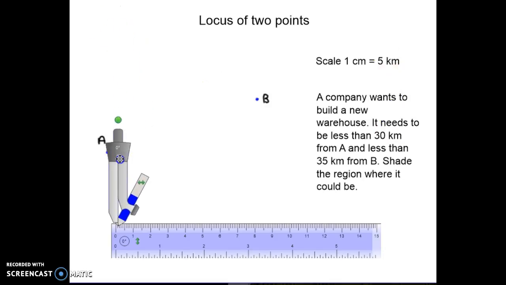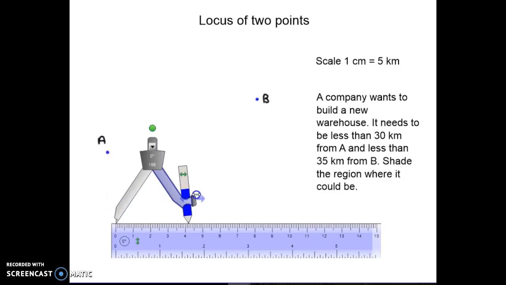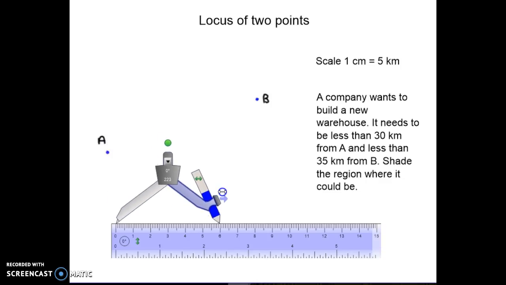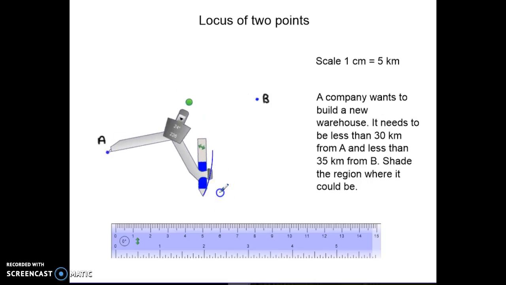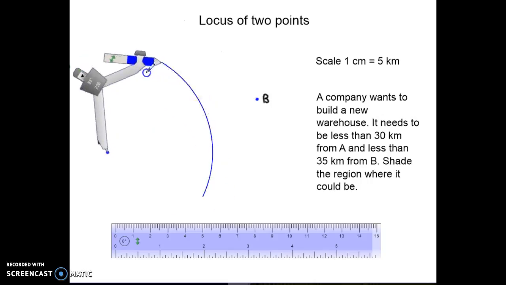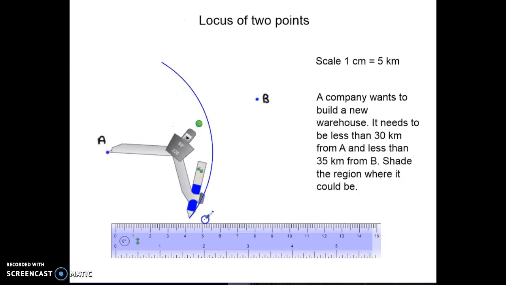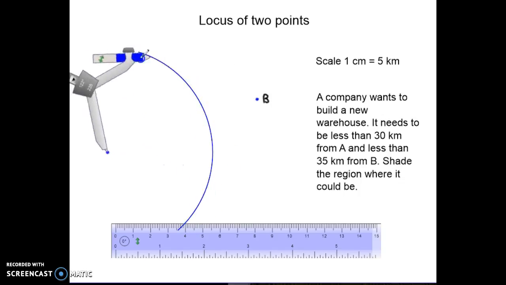So I'm going to use compass and ruler, and here we go. There is 6 centimeters, or at least as near to 6 centimeters as I can get. So put the point of my compass on A. Again, I don't need to draw the whole circle because I'm only interested in the part of the circle that extends towards B. So I'll draw this arc like so.